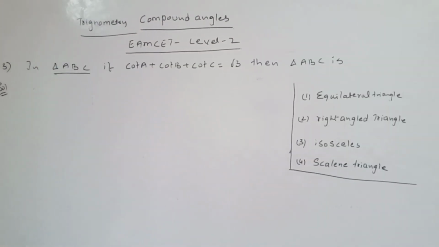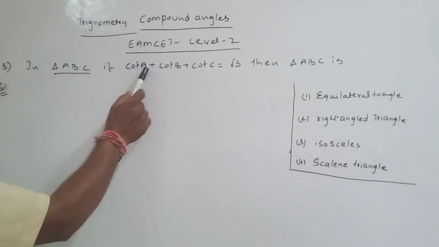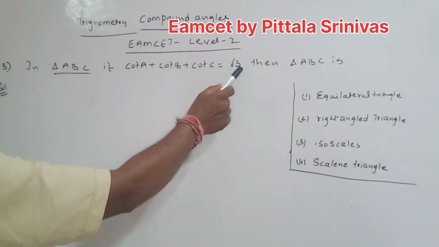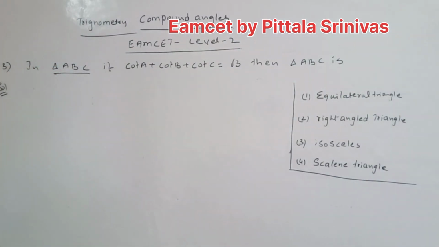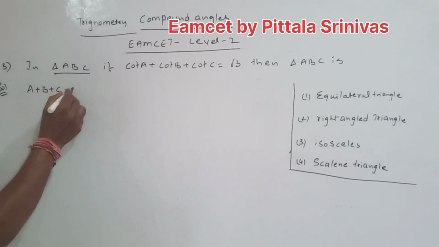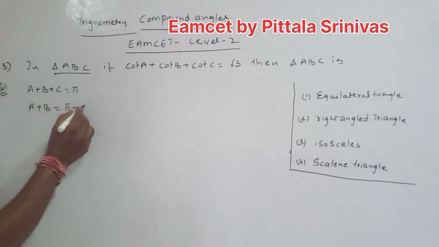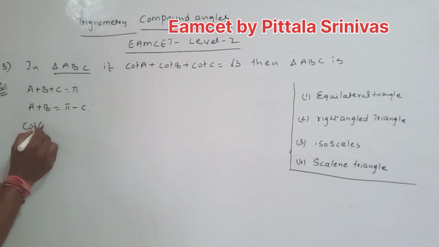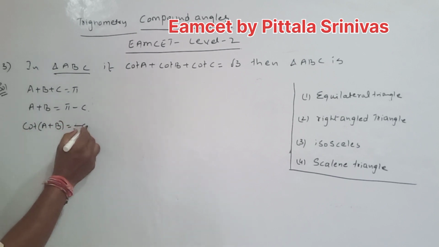Dear viewers, we have the problem: in triangle ABC, if cot A plus cot B plus cot C is equal to root 3, then triangle ABC is. So here you see, in triangle ABC means A plus B plus C is equal to pi. Then A plus B is equal to what? Pi minus C. So cot of (A plus B) is equal to minus cot C.